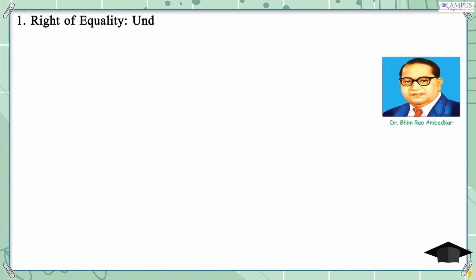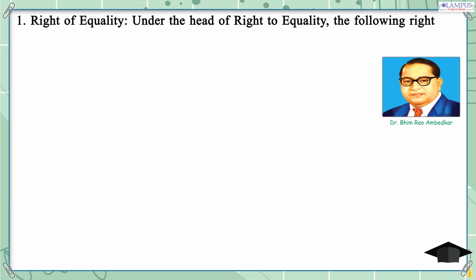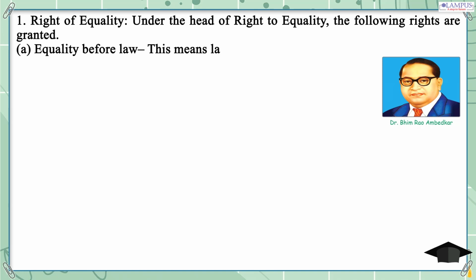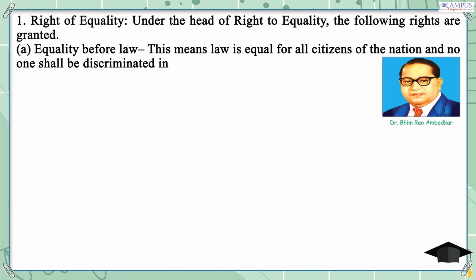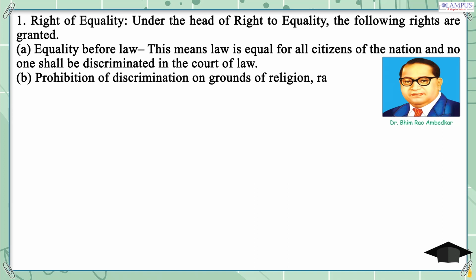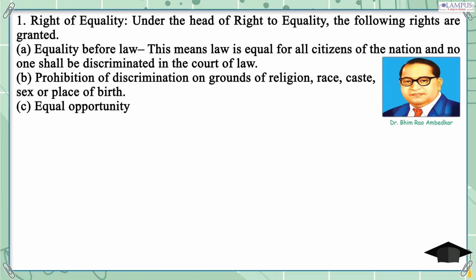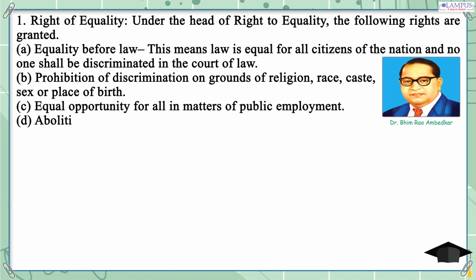1. Right to equality. Under the head of right to equality, the following rights are granted. A. Equality before law. This means law is equal for all citizens of the nation and no one shall be discriminated against in the court of law. B. Prohibition of discrimination on grounds of religion, race, caste, sex, or place of birth.